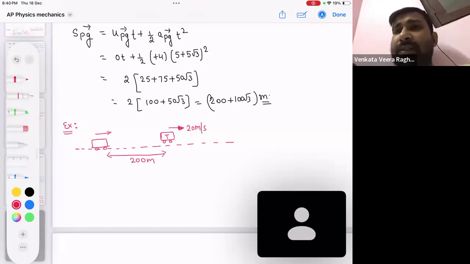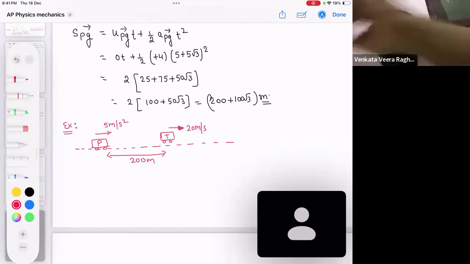Okay. And the police car started with some initial acceleration, not with initial velocity. Means initially the police car is at rest. When he sees the thief, what will happen? He will start moving the vehicle. So its acceleration is given as what? 5 meter per second square. Okay, 5 meter per second square.